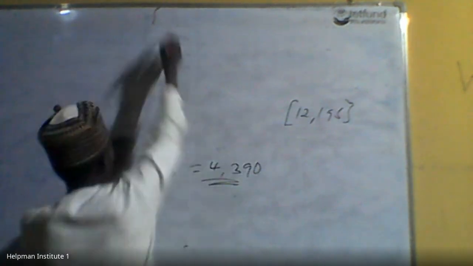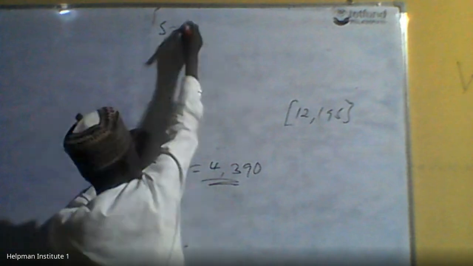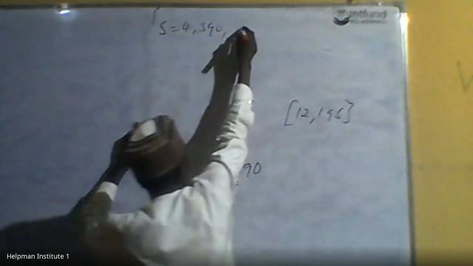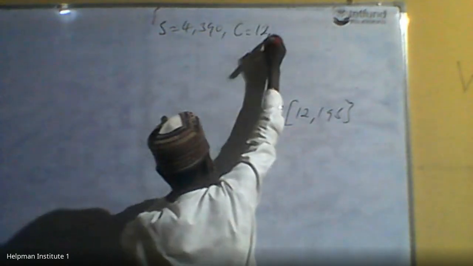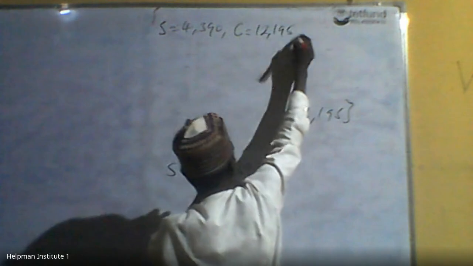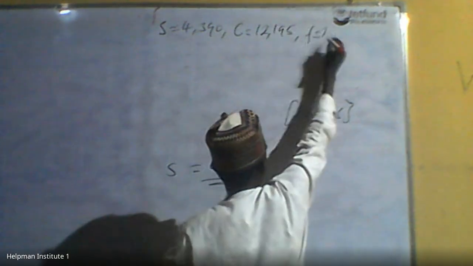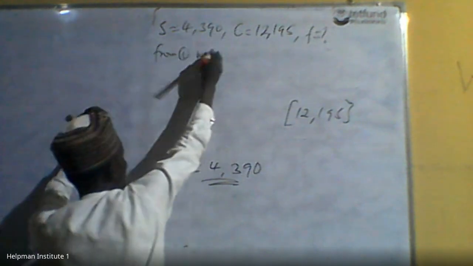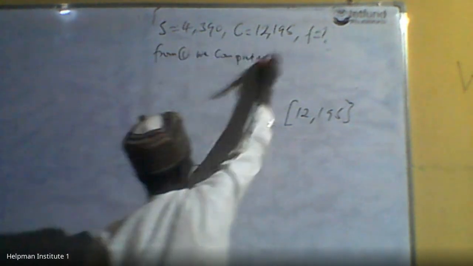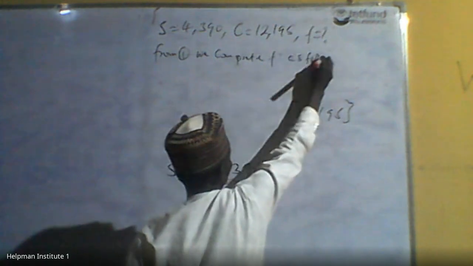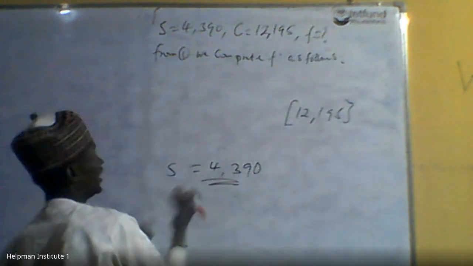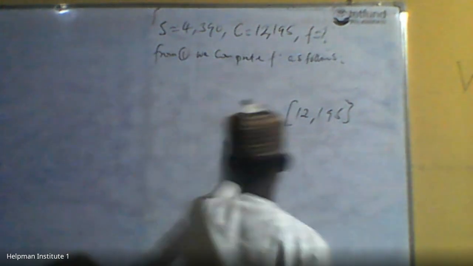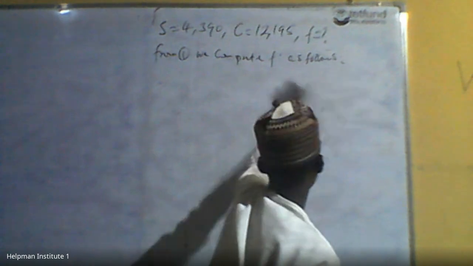Now we have that our S, what we are contributing to the state, is 4,390. The charitable contribution is 12,195. Then what is F? The federal level. So from equation 1, we compute the value of F by substituting back the values of C and S.